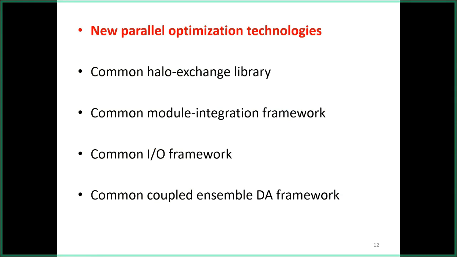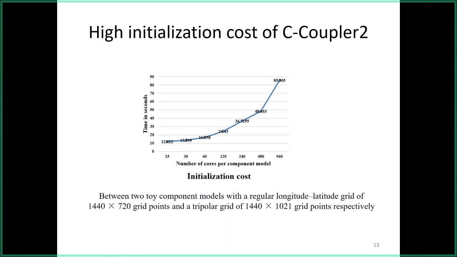So next, I'd like to briefly introduce each new feature of C-Coupler 3. First, I will introduce the new parallel optimization technologies that make C-Coupler capable of ultra-high resolution model coupling. We found that C-Coupler 2 has some disadvantages, especially its high initialization cost and big memory usage, even when the model resolution is low.